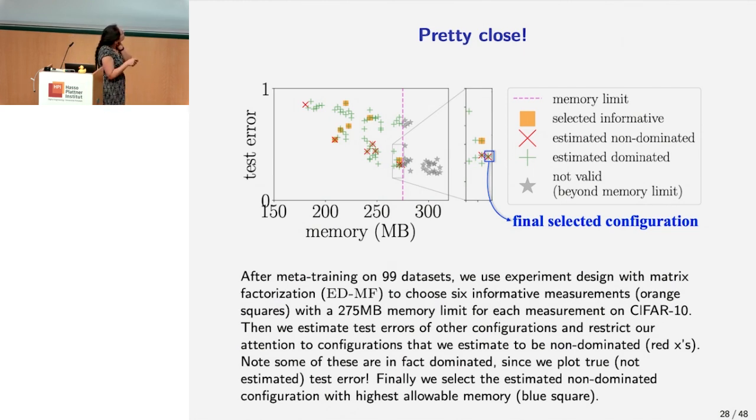So the orange ones are the ones that we select as being informative. Those are the ones we're going to bother running, okay? And you see most of them are actually substantially lower memory than what we're targeting. And we're going to estimate which configurations are dominated or non-dominated. Okay, so the pluses are ones that we think we should never use, because there's always some configuration that's better. And the red X's are ones that we think are non-dominated. Those are sometimes worth using. Okay, we're going to look to the right and find the non-dominated configuration that's closest to our memory budget. That's the one we're going to pick.